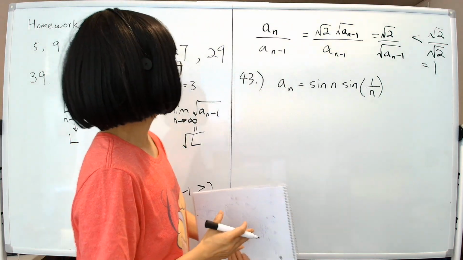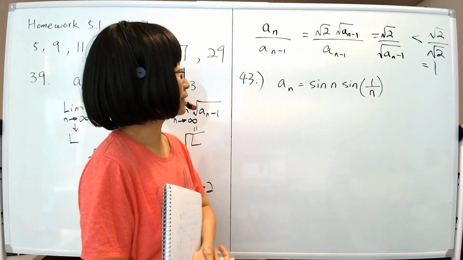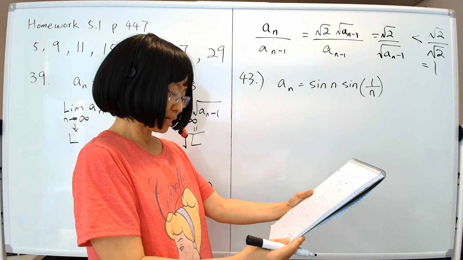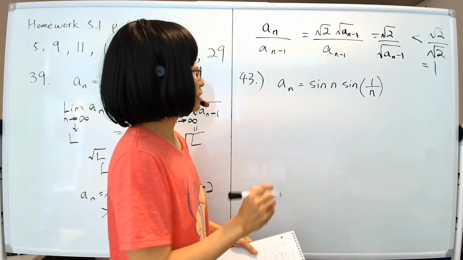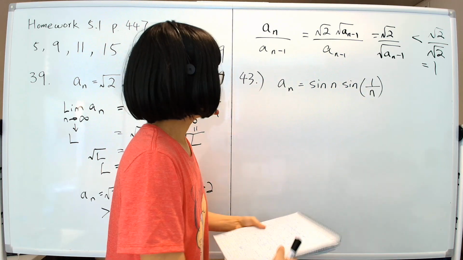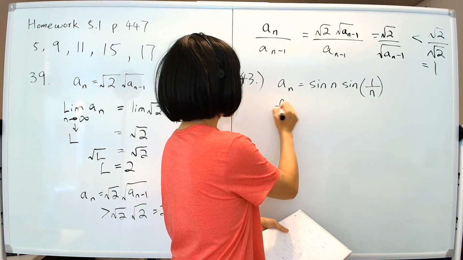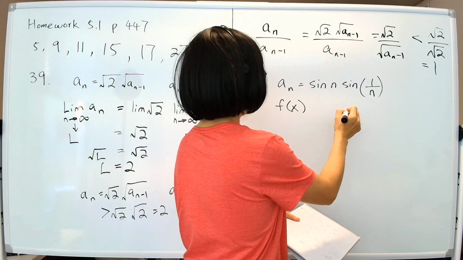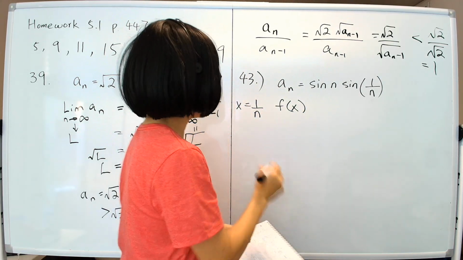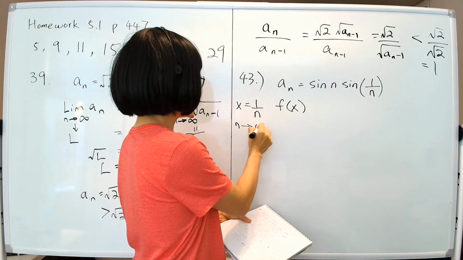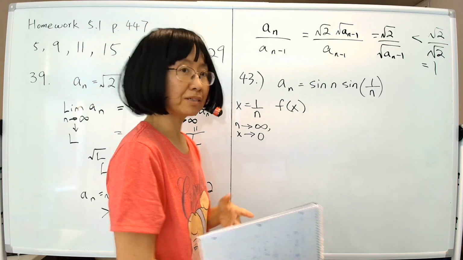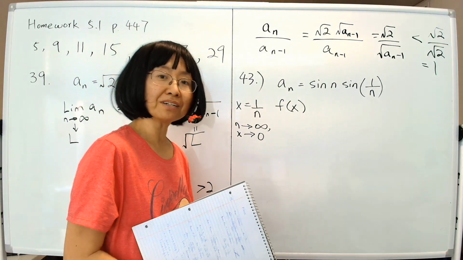Next, let's look at problem 43, where a_n equals the sine of n, and then sine of 1 over n. How would that come out? What we're going to do is turn this into a function. Being that we have n and then 1 over n, we will turn it into a function f of x, where we let x equal 1 over n. That way, as n goes to infinity, x goes to 0, because we're more comfortable dealing with 0 than infinity.